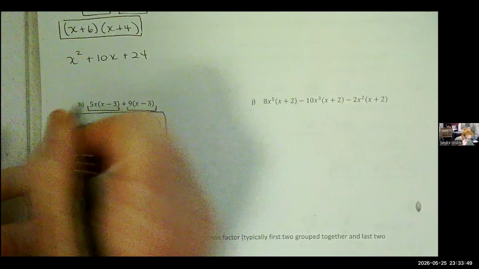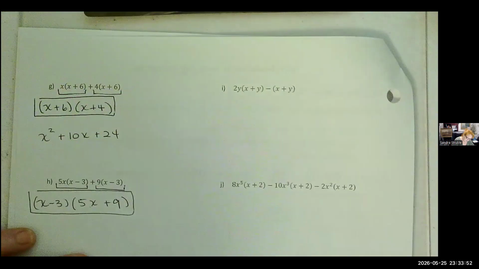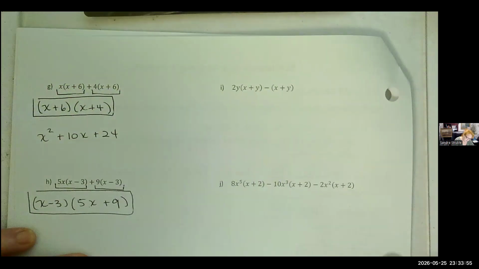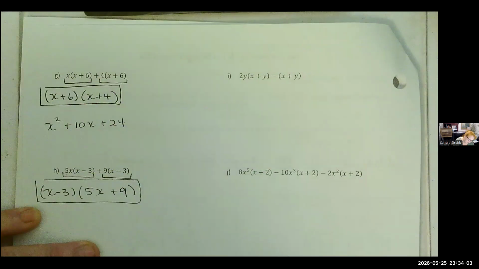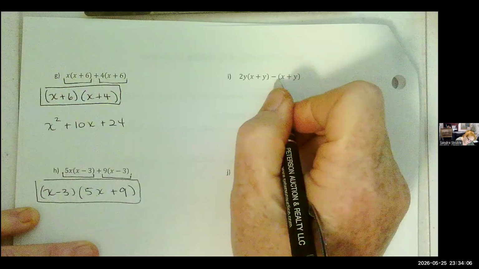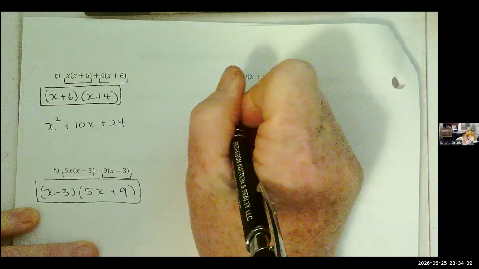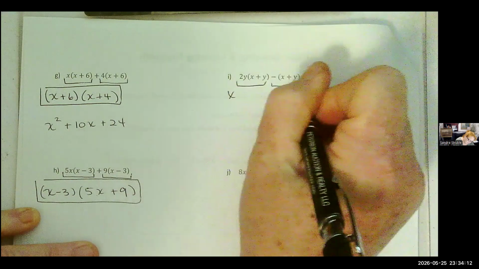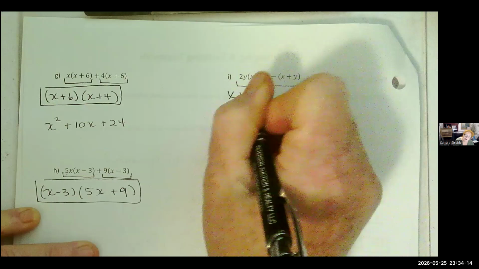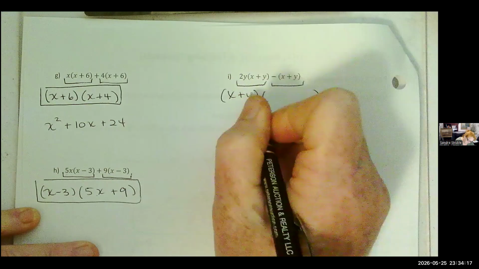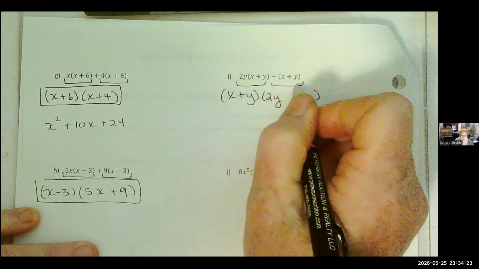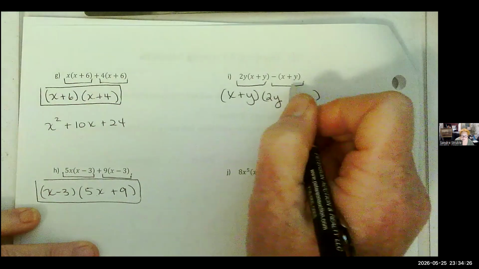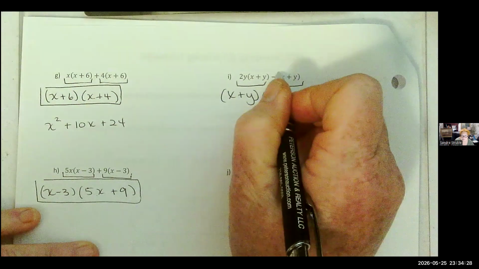The next one, you've got 2y times x plus y, minus x plus y. Now, if you're going to try this one yourself, which I highly recommend, you've got to realize that when you factor out the x plus y, let's just do it together. If you factor out x plus y from this term and this term, what do you have left? When you factor x plus y from your first term, you have 2y left. When you factor x plus y from the second term, you don't have 0 left. You've got negative 1. There's always an assumed 1. So negative 1.